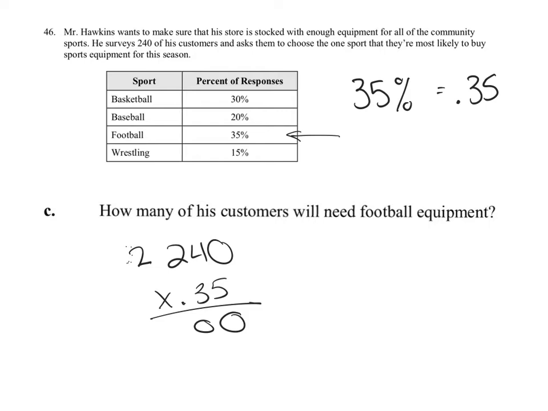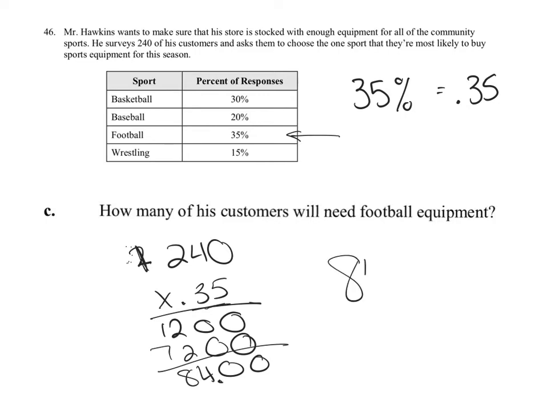So 5 times 0 is 0, 5 times 4 is 20, 5 times 2 is 10, plus the 2. Don't forget your placeholder. 3 times 0 is 0, 3 times 4 is 12, carry your 1 this time, and 3 times 2 is 6 plus the 1. 0, 0, 4, 8. But we have 2 decimal places, so that tells me 84 people chose football.